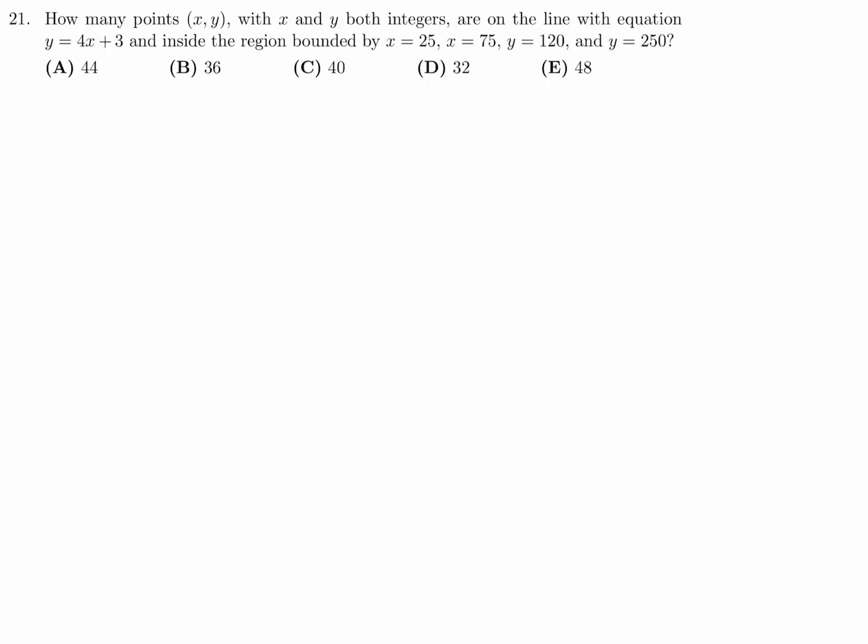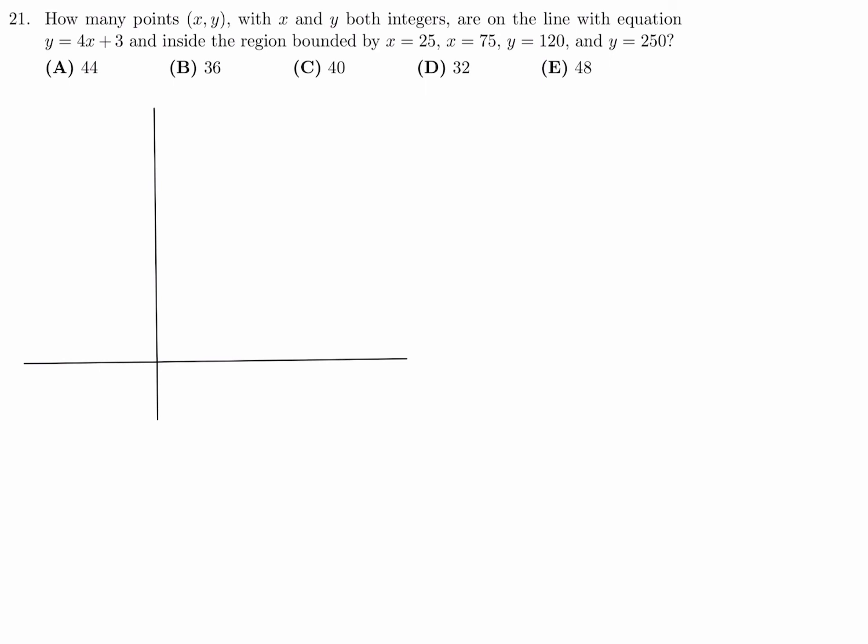How many points (x, y) with x and y both integers are on the line with the equation y equals 4x plus 3 and inside the region bounded by x equals 25, x equals 75, y equals 120, y equals 250? So we have a line somewhere, and we've got to basically find integer solutions. So let's draw this entirely based on the boundaries that they've given me.